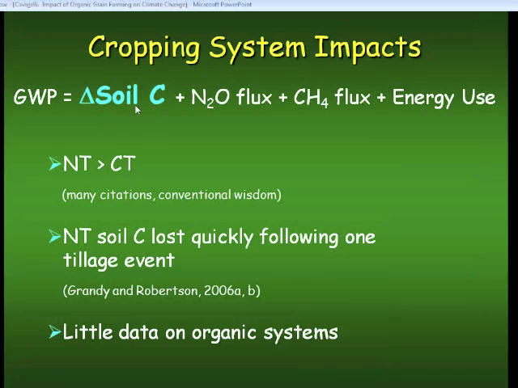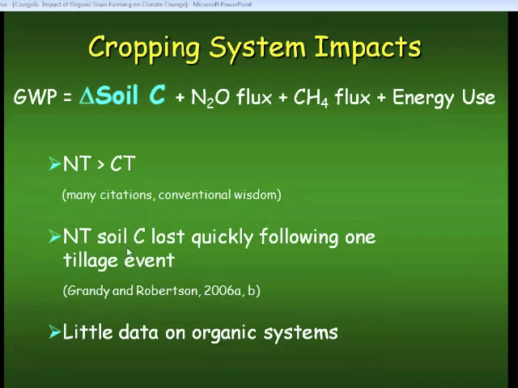Okay, so let's look a little more closely at changes in soil carbon. What do we know about cropping system impacts in general? The literature generally shows that no-till has more soil carbon than chisel-till. So no-till, if you look just at changes in soil carbon, would indicate a lower global warming potential than a conventionally tilled system. There are some exceptions to this kind of generalized rule, but I don't want to get into those right now.